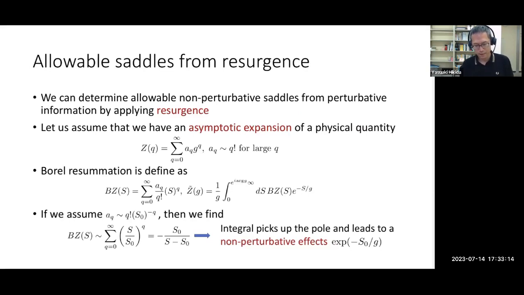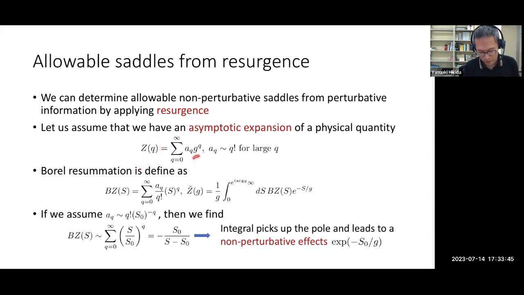Resurgence connects a non-perturbative part and the perturbative part, or instanton sector and perturbative sector. And so let us ask. Usually, if we compute, say, a partition function by using Feynman diagrams perturbatively, then we have this kind of asymptotic series.